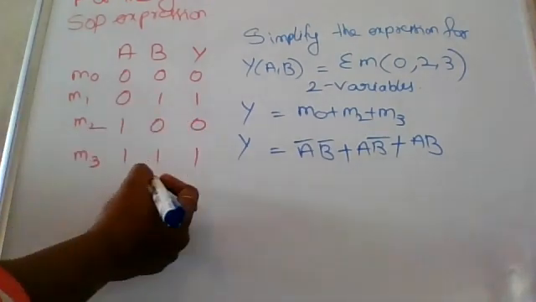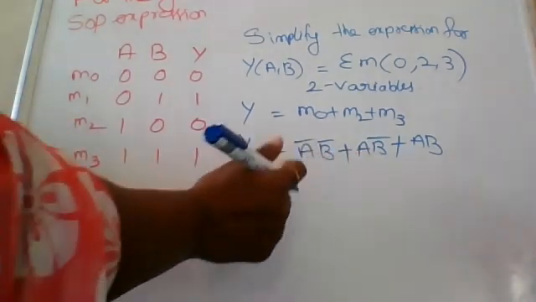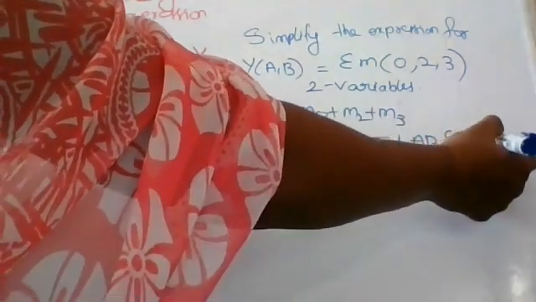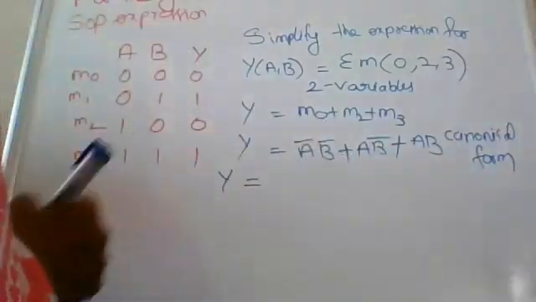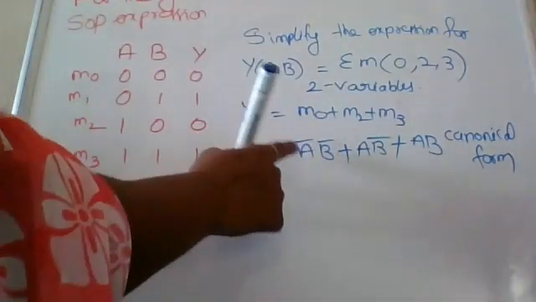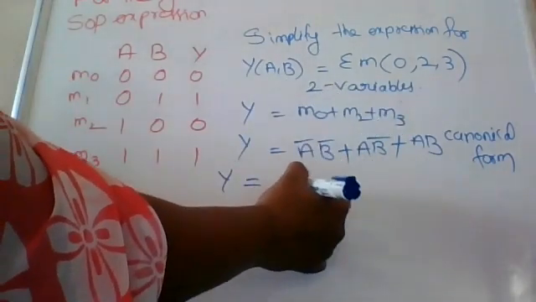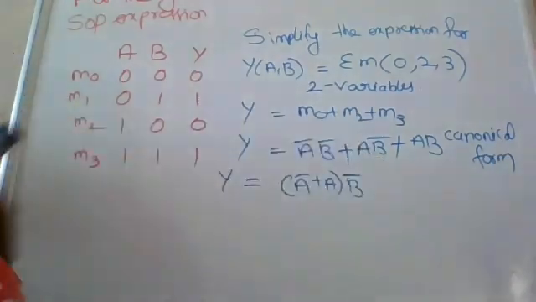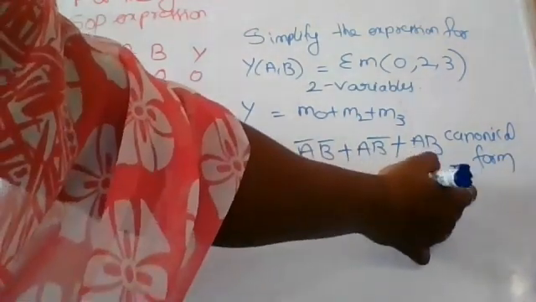Next, simplify this expression from its canonical form. From these two terms, b bar is common: b bar into a bar plus a, plus ab.